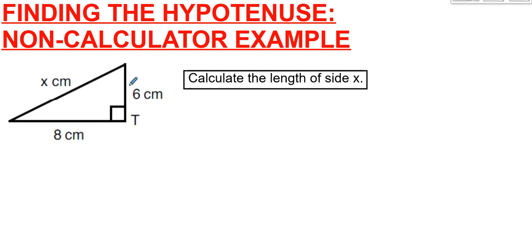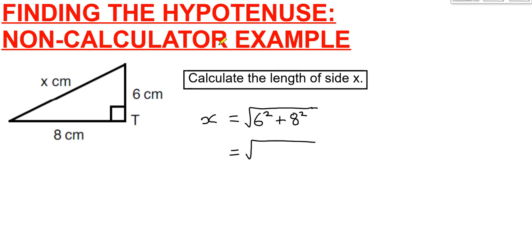Now this one is a non-calculator example, so let's imagine we want to use this method, but it's on a paper one, a non-calculator paper. How might we do it? We can set it out in the same way, and say that x, the hypotenuse, equals the square root of 6 squared plus 8 squared. So we're setting it out in the same way to start with, only now we don't have the luxury of a scientific calculator. What we can do is just work it out piece by piece.